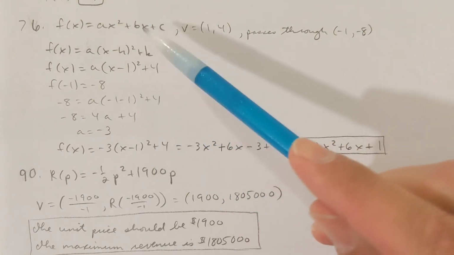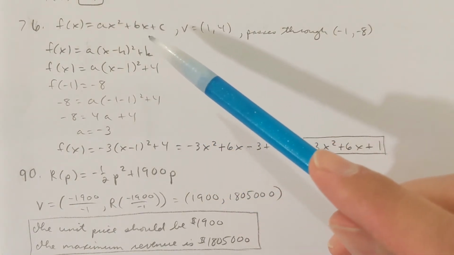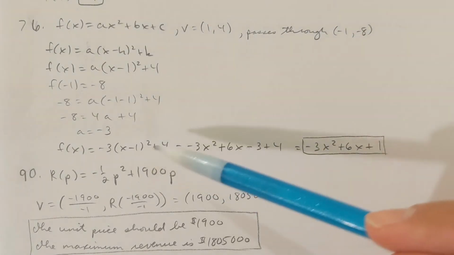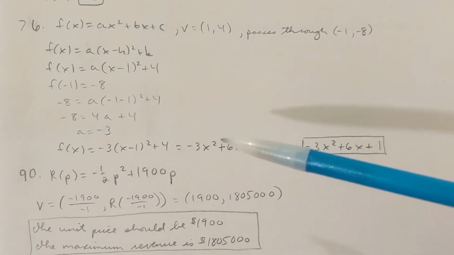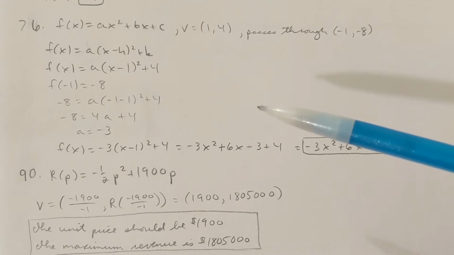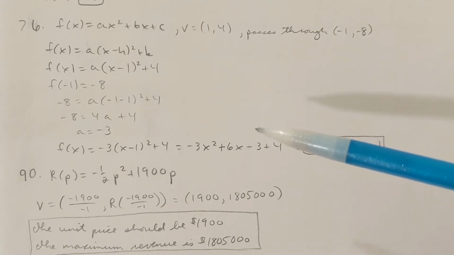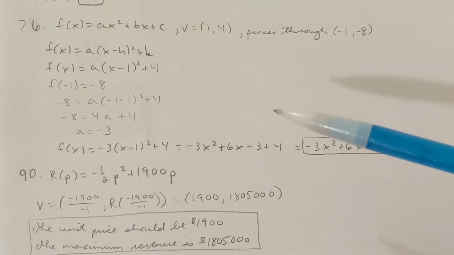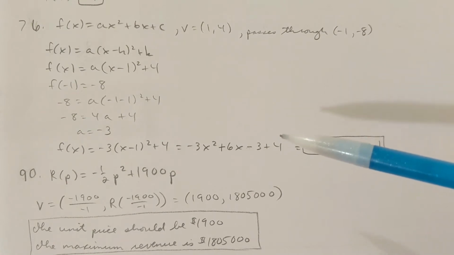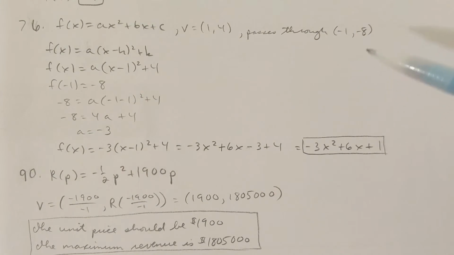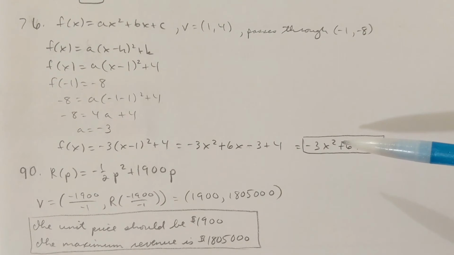Now I just write it in the form ax^2 + bx + c, which means I simplify. So negative 3x^2 plus 6x minus 3 plus 4. Negative 3 plus 4 is positive 1. Negative 3x^2 plus 6x plus 1 is the answer.